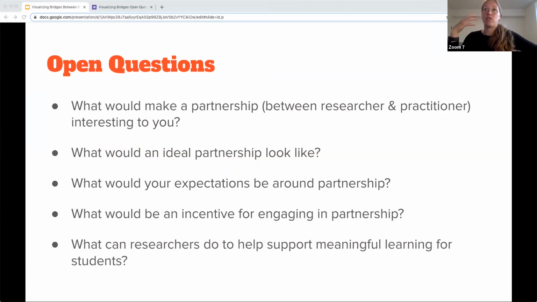What would make a partnership between researcher and practitioner interesting to you personally? What would an ideal partnership look like? What would your expectations be around partnership? What would be an incentive for engaging in partnership? And what can researchers do to support meaningful learning for students?